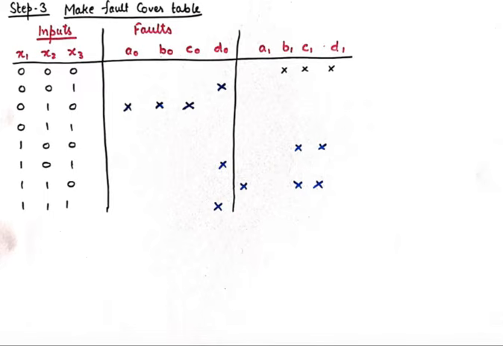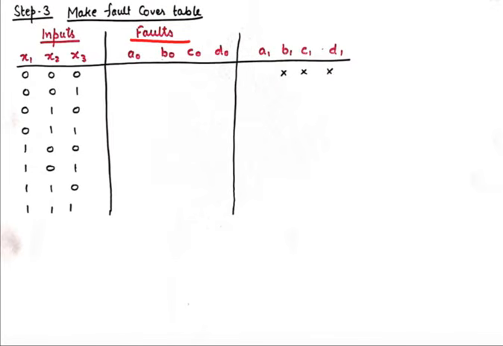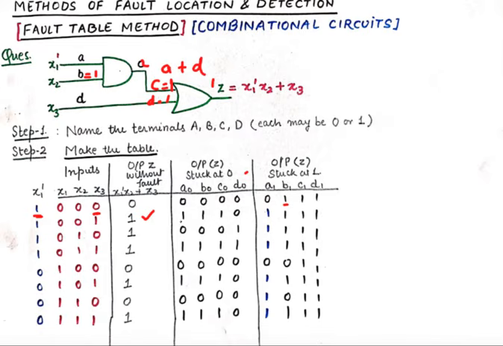The next step is even more important, where we combine the terminals. For example, A, B, C and C1, D1. We are clubbing the terms which are showing the same results. If you look at this, you see A, B, C, they give us the same 0, 0, 0, 1, 1, 1. They are the same everywhere.